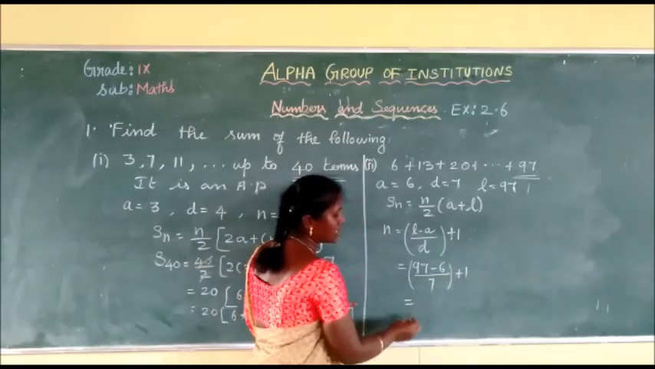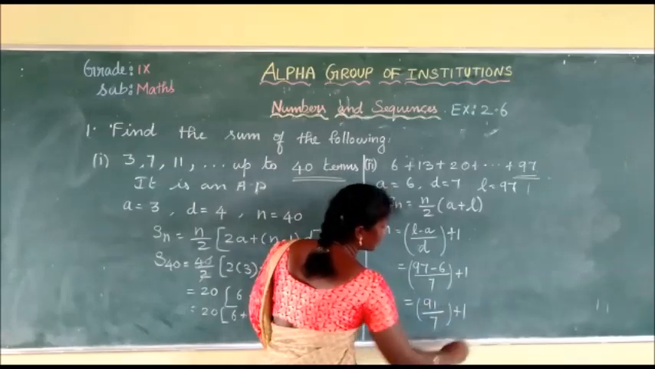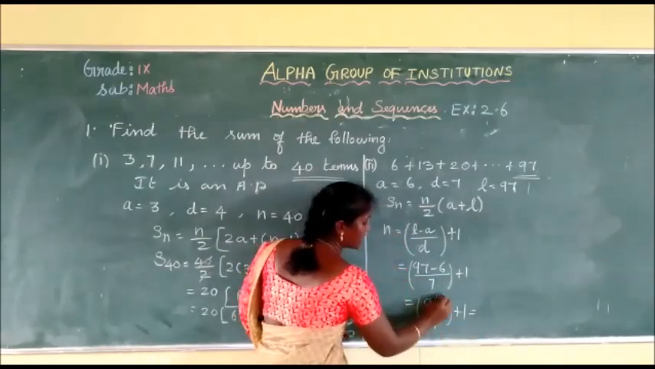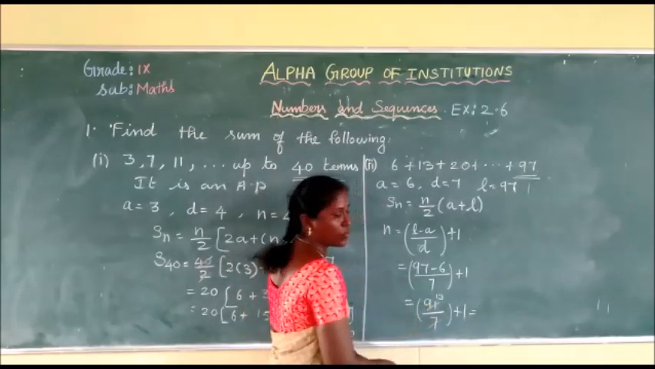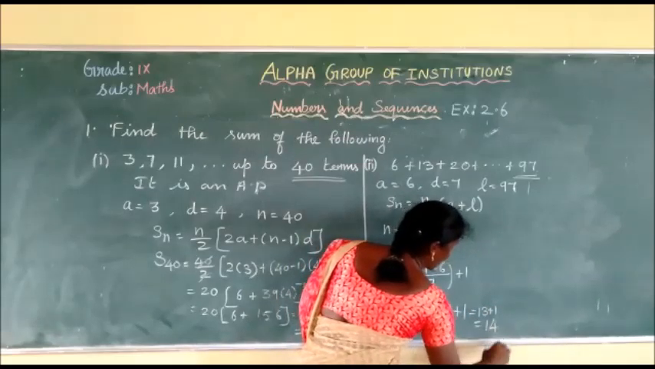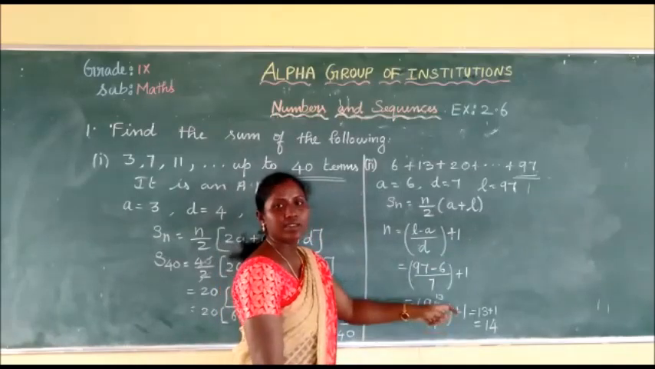What is 97 minus 6? It is 91 by 7 plus 1. If I simplify by 7, 7 times 13 is 91, so the answer is 13. Then 13 plus 1 is equal to 14. So we got the number of terms here as 14.